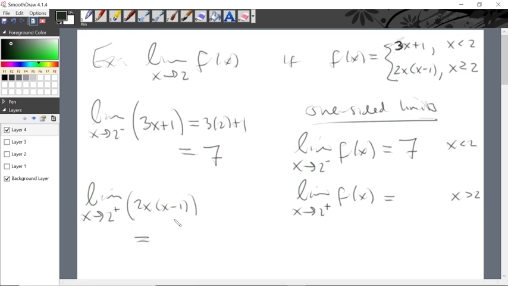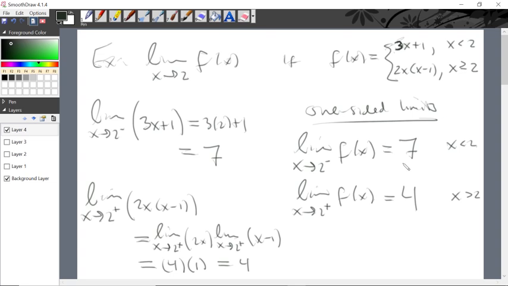Now we have a product. We can either distribute this and then we have a polynomial, or we can take the limit of each element within the product by limit laws, because each of those limits is going to exist either way. So like the limit as x goes to 2 of 2x times the limit as x goes to 2 from the right, in both cases, of x minus 1, for instance. So we get 2 times 2, which is 4, a direct substitution. And this one is 2 minus 1, which is 1. Direct substitution there as well. So this equals 4. So the limit from the right is equal to 4.